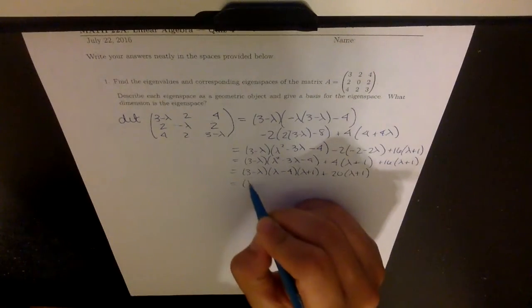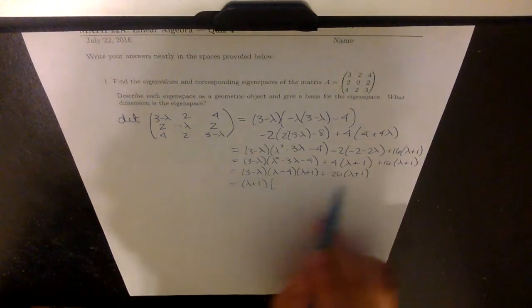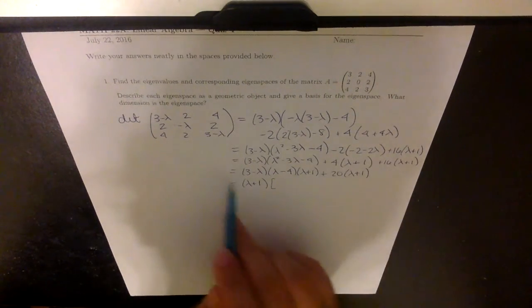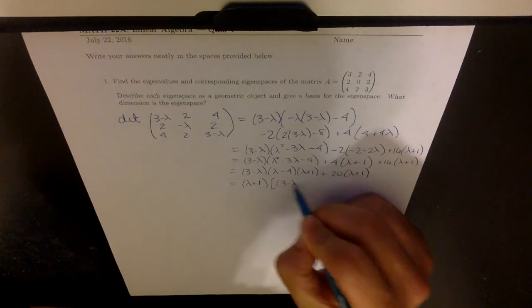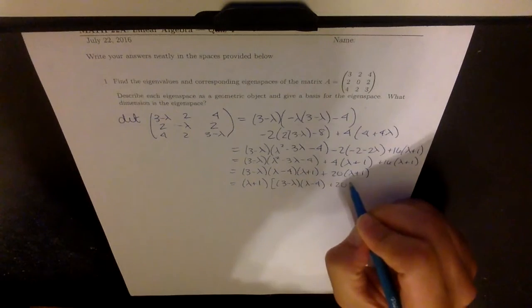So I'm going to factor out lambda plus 1 from each of these pieces. So now I have lambda plus 1. I'm left with 3 minus lambda times lambda minus 4 plus 20.